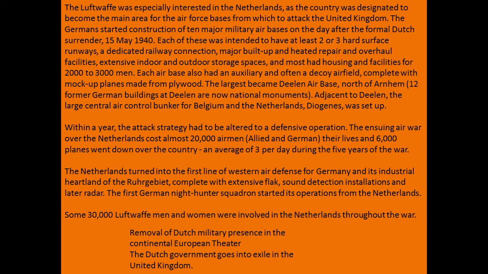The ensuing air war over the Netherlands cost almost 20,000 airmen, Allied and German, their lives, and 6,000 planes went down over the country, an average of 3 per day during the 5 years of the war. The Netherlands turned into the first line of Western air defense for Germany and its industrial heartland, complete with extensive flak, sound detection installations, and the latest radar. The first German night hunter squadron started its operations from the Netherlands. Some 30,000 Luftwaffe men and women were involved in the Netherlands throughout the war.